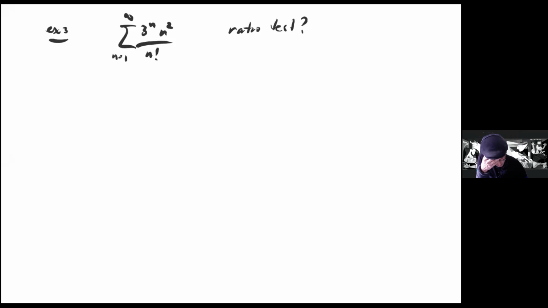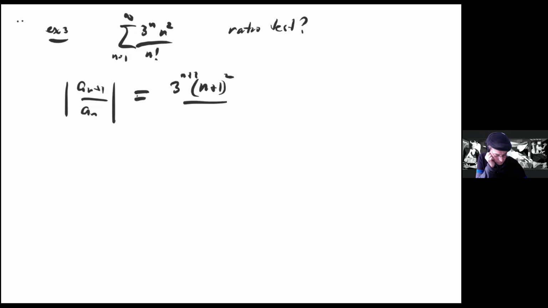Let's try it. So what does the ratio test say? We have to take the absolute value of a sub n plus 1 over a sub n and take its limit. So let's look at that quotient. So that's 3 to the n plus first power times n plus 1 squared over n plus 1 factorial. That's a sub n plus 1. Dividing by a sub n is the same as multiplying by the reciprocal of a sub n. So that's n factorial over 3 to the n times n squared.